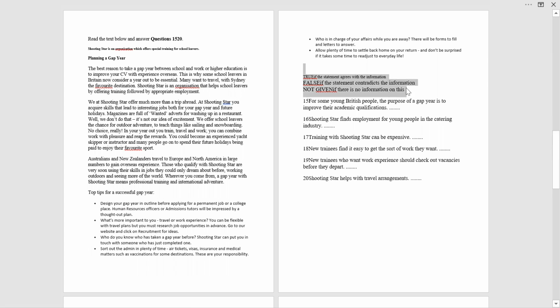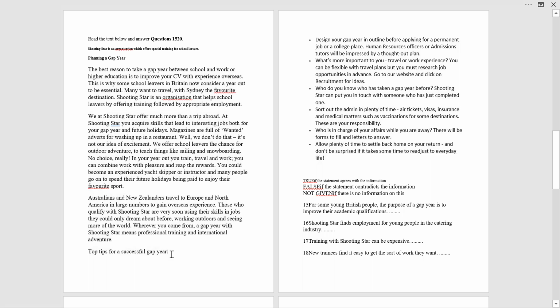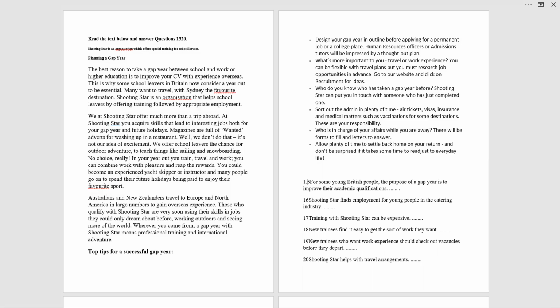Five questions are there. Sorry, true, false, not given. And I can improve the font size of this a bit more as we have this option. True, false, not given. Right, so 15: for some young British people, the purpose of a gap year is to improve their academic qualification. So quick questions here. We will be doing it together. You find it, I'll also keep finding with you, and we will keep discussing how the answer comes.